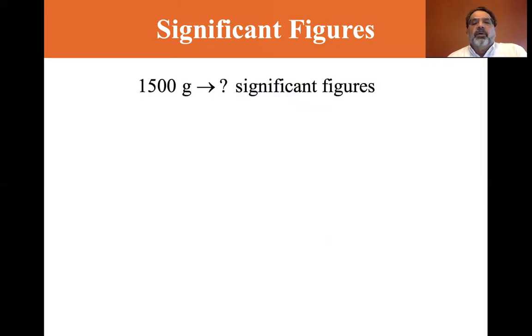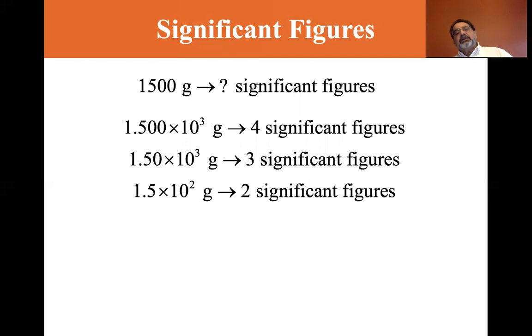So let's look at significant figures. If you have 1,500 grams, how many significant figures do you have? Well, you only have two. Just the one and the five. The zeros are placeholders. Now, if I were to write the same thing as 1.500 kilograms, the fact that I've placed two zeros after the decimal would indicate that those aren't placeholders. Those are significant figures. That would be four significant figures: the one, the five, and two zeros. But here we only have two.